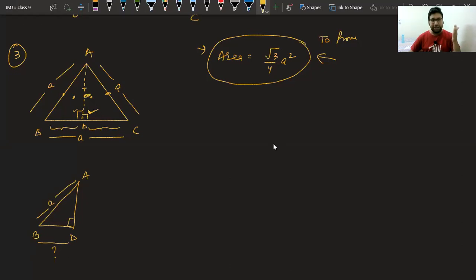That gives us BD equal to how much? If complete BC is A, that means BD is how much?